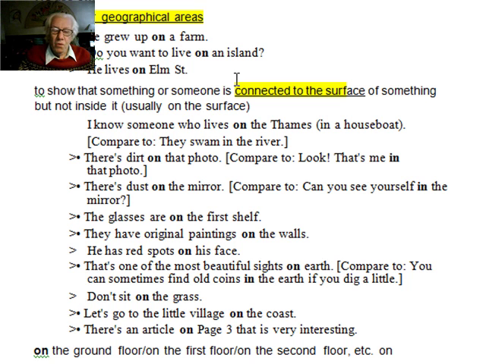The glasses are on the shelf. In this case, the shelf is a surface, and the glasses are in contact with that surface. So we would say it is on the shelf. Or we say all these original paintings are on the wall. The wall is a surface, and the paintings are in contact with that surface, so they are on the wall.